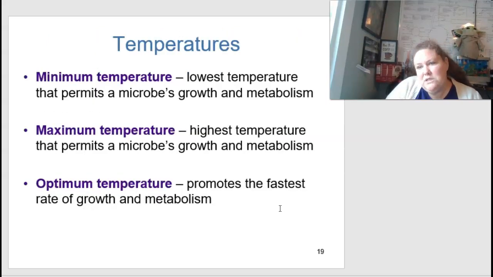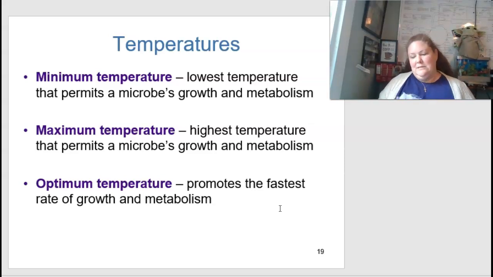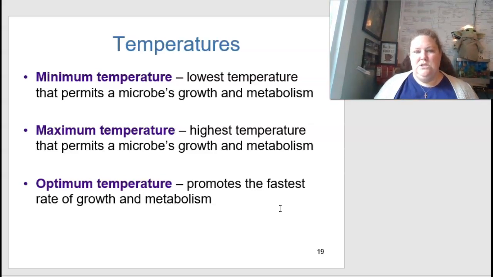So when we're specifically talking about temperatures, we have a minimum temperature, we have a maximum temperature, and we have an optimum temperature. So let's look at our body. 98.6, 37 degrees Celsius is my happy zone. I'll still function if I'm a degree or two up or down, and that'll be okay. But then we get to our maximum or our minimum, and that's when our systems start to shut down.